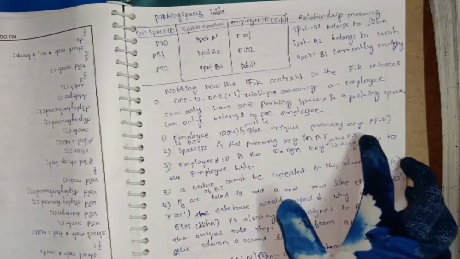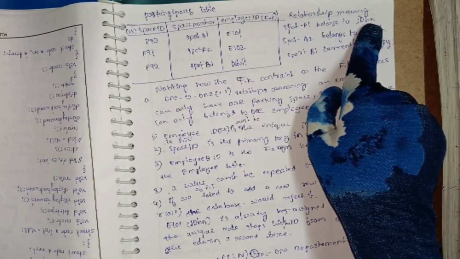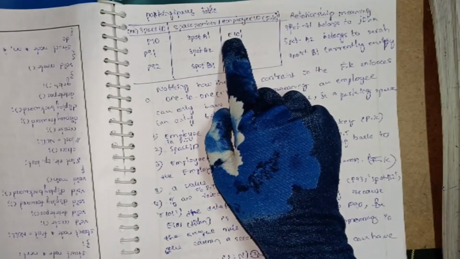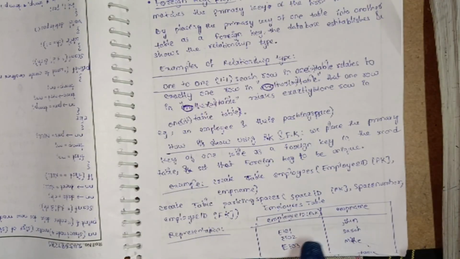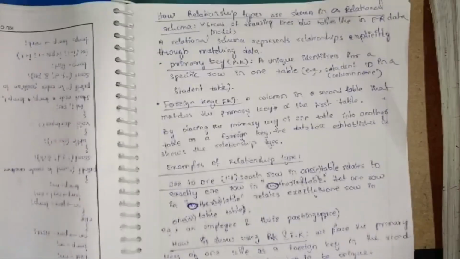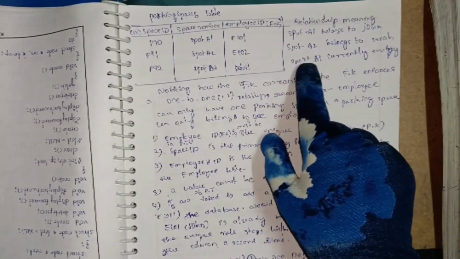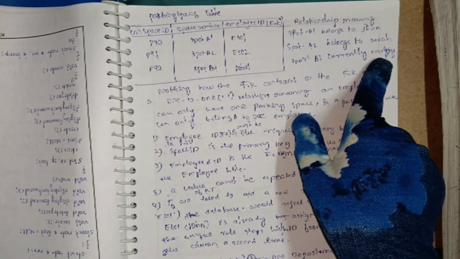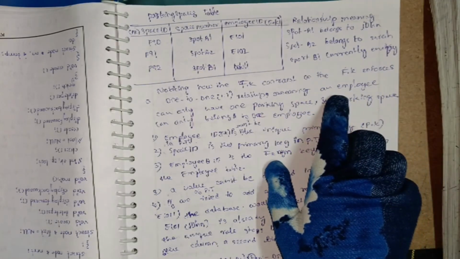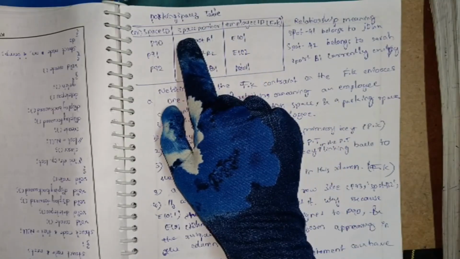So here we are defining relationships. Spot A1 belongs to John. Employee ID E101 belongs to which employee? We can see here John, and then Sarah and Mike. Spot A2 belongs to Sarah, and spot B1 is currently empty. So here we can observe that each employee is assigned to a specific parking space.